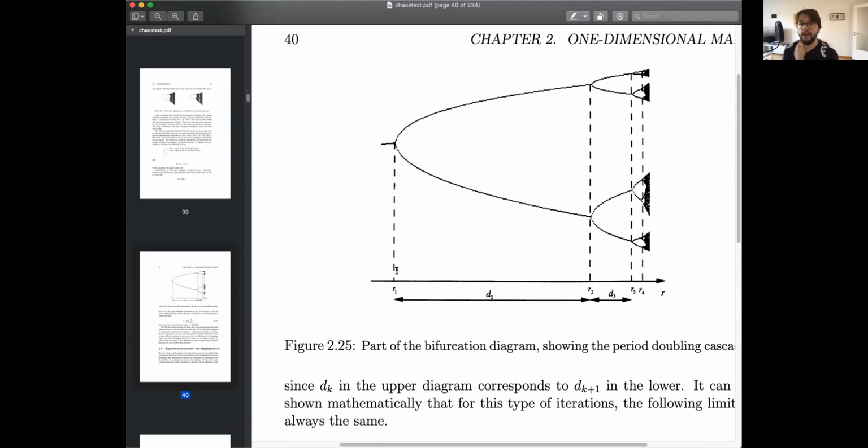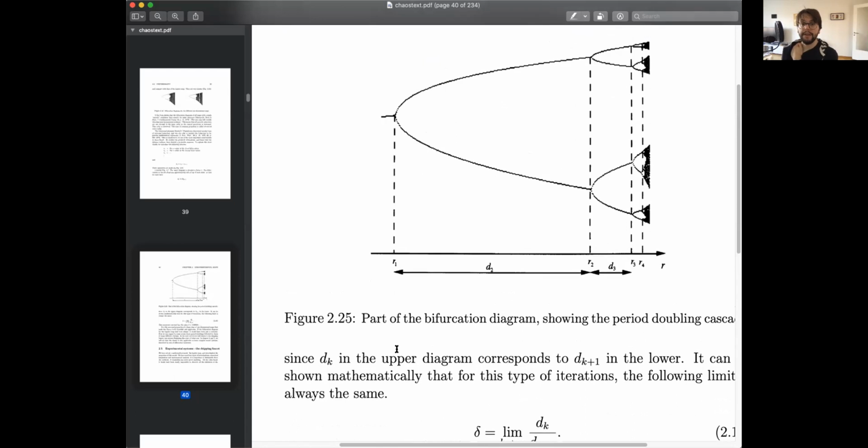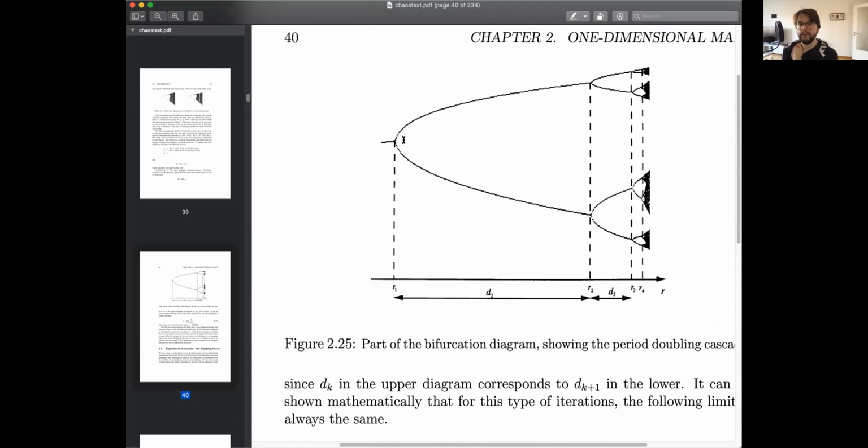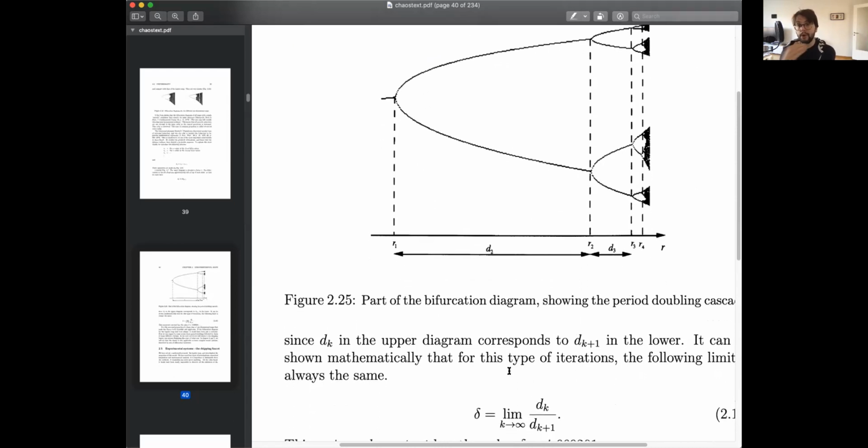In this part, you can see that the bifurcations get more and more frequent. But the funny thing is that the ratio between two consecutive bifurcations is basically constant. This is one bifurcation at this value of R, and this is another bifurcation at this value of R. So the distance R2 minus R1, and the distance R3 minus R2, the ratio between these two values is basically constant. It's not exactly constant, but it will approach a constant value.